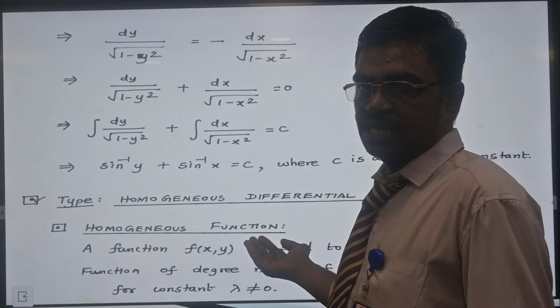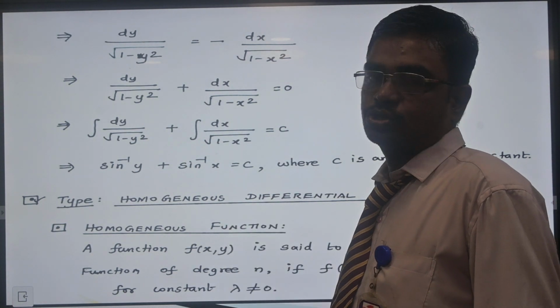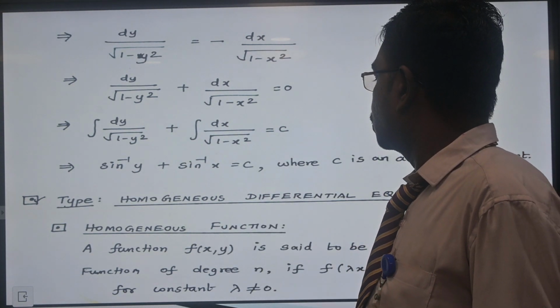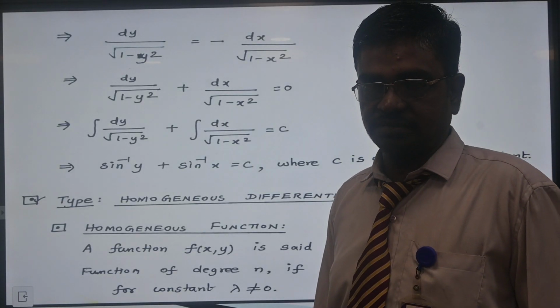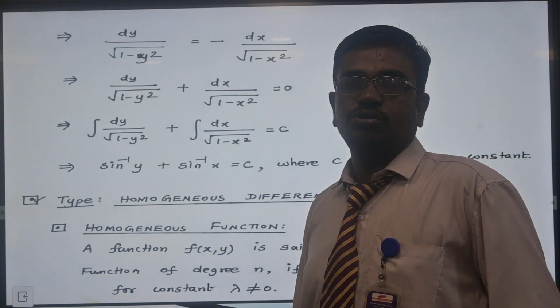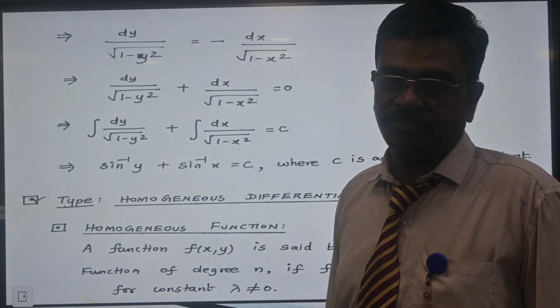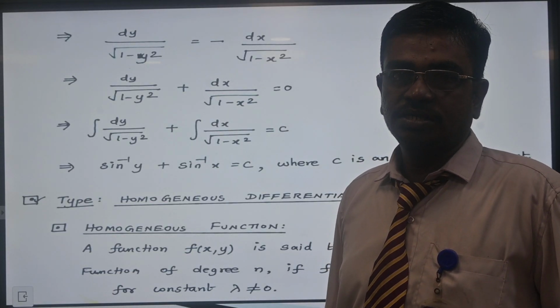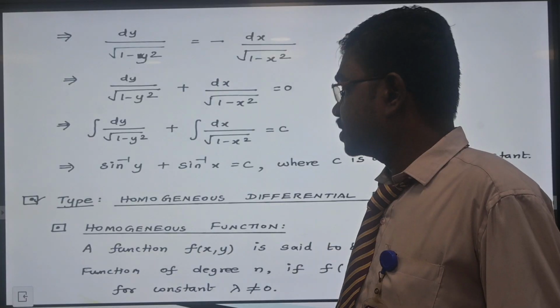For first order first degree equations, I will take another type to solve. The type is called homogeneous differential equation. So we can use it to solve the first order first degree equation by the homogeneous differential equation method. First we need to know what a homogeneous function is.